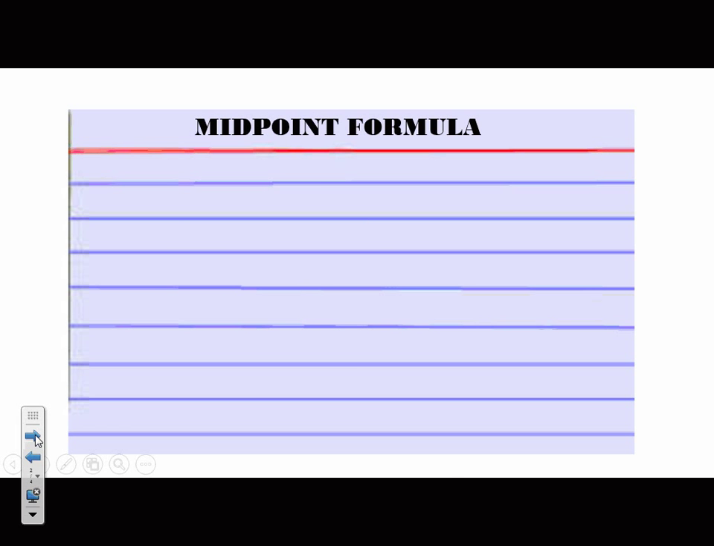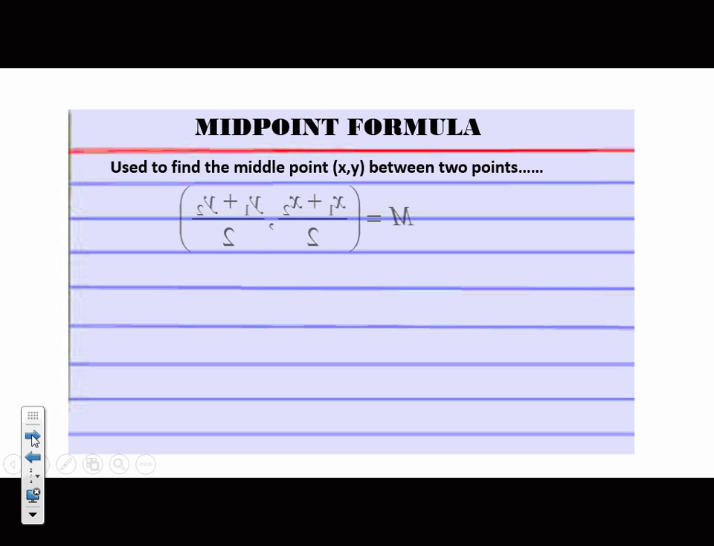So first one here is our midpoint formula. If we recall, the midpoint formula is used to find the middle point, x, y, between 2 points. This is our formula for the midpoint formula. M equals, notice the point, so it has parentheses and this comma here. So it's x1 plus x2 divided by 2 and y1 plus y2 divided by 2.